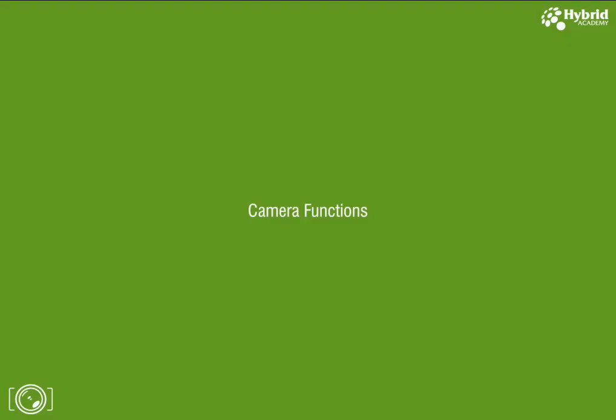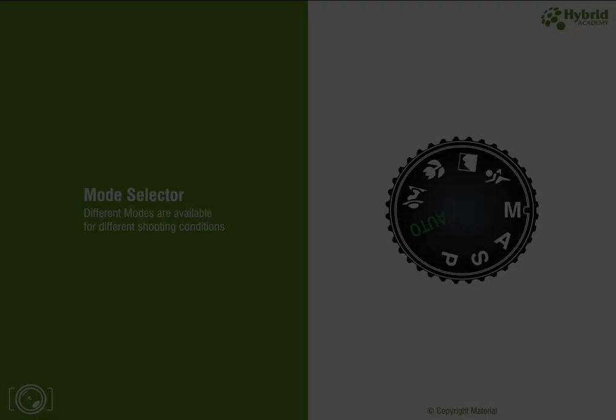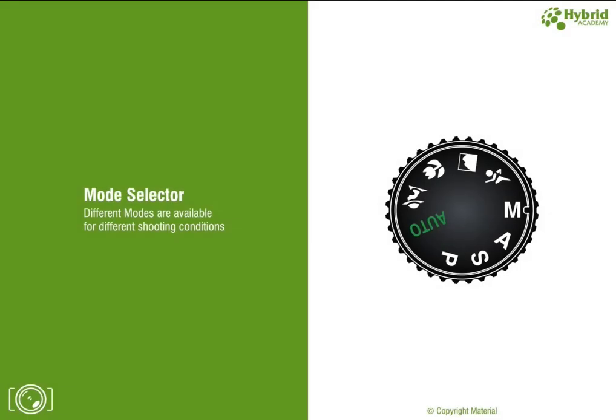So let's start with the camera functions. These days, in most digital cameras, especially DSLRs, we have a mode selector option from where we can set the mode of the camera we wish to shoot in based on various shooting conditions. Using various modes provides us the flexibility to completely adjust our photograph manually or partially manage the same in conjunction with the brain of the camera.